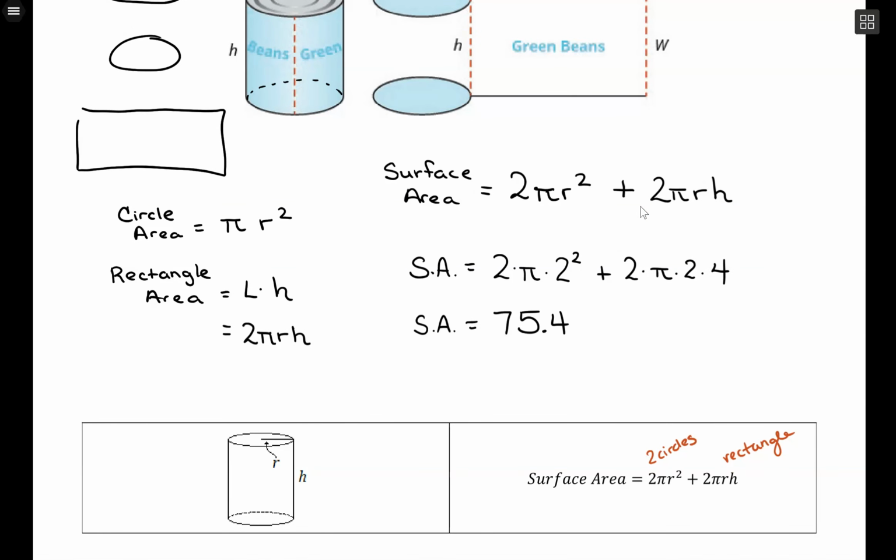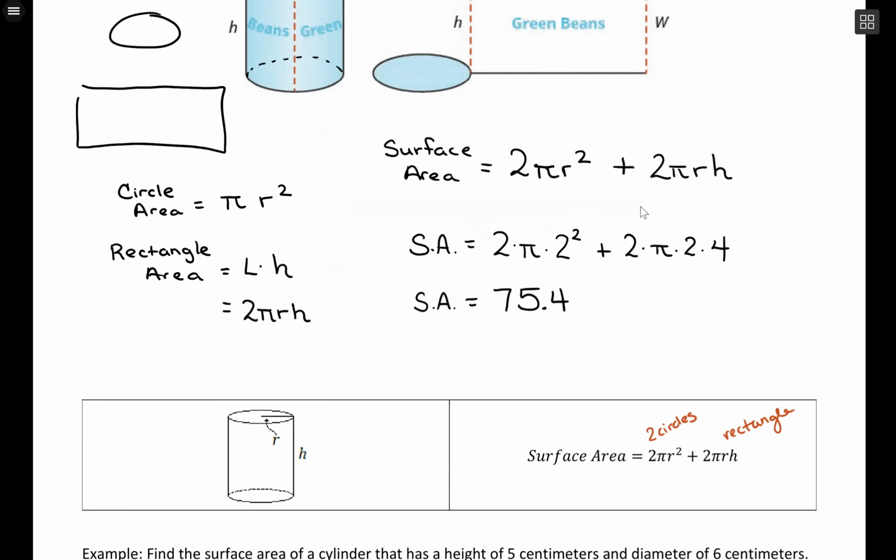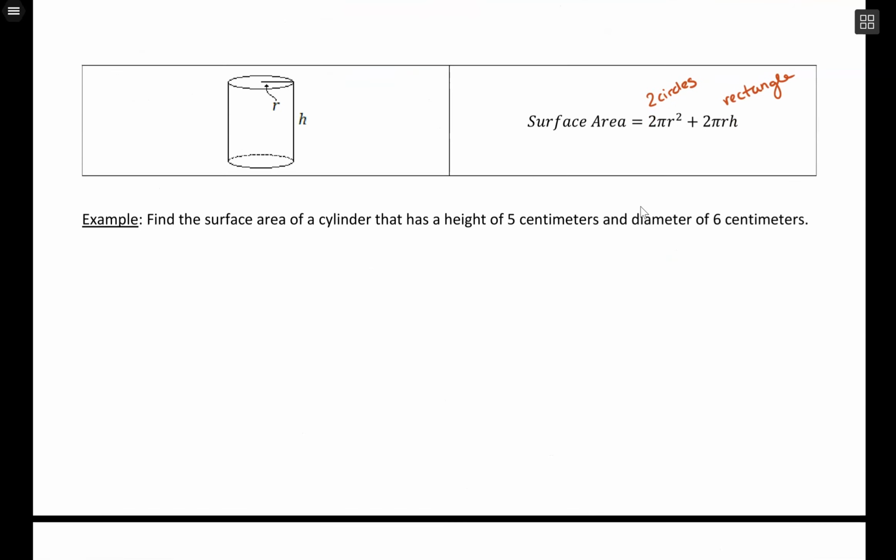75.4. And then again, we need our units. Since this is area, we're going to have our units squared. So this is inches squared. And we're done.